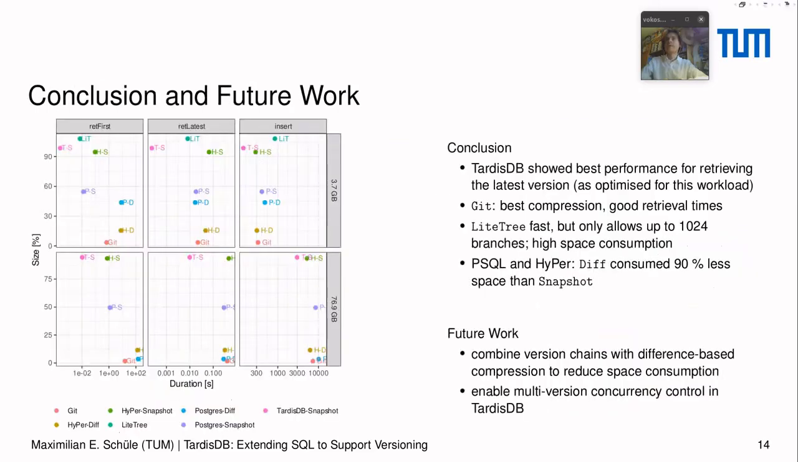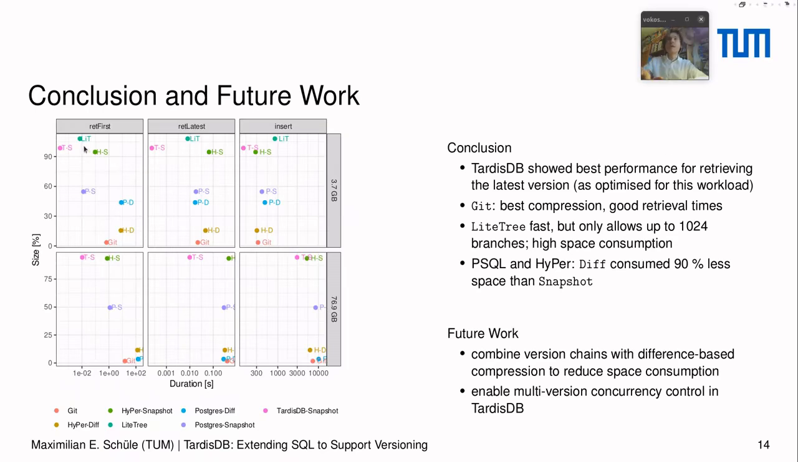To summarize, TardisDB showed the best performance for retrieving the latest version. Nevertheless, Git showed the best compression and also allowed good retrieval times. Lighttree was fast but only allowed up to 1024 branches and consumed a lot of space. Our diff-based approaches consumed 90% less space than a snapshot approach.